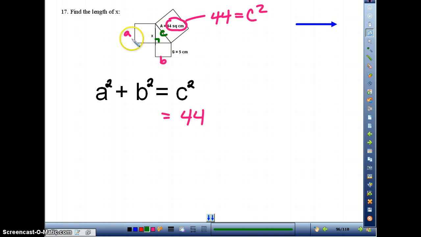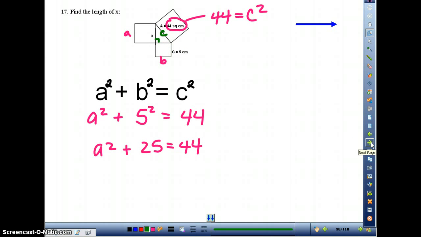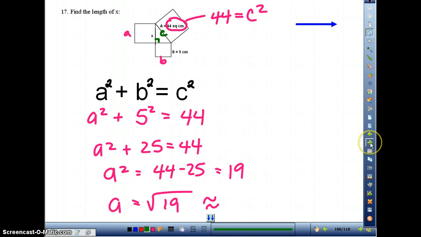I need to know the area of A squared and the area of B squared. So A squared plus this side length of 5 squared gives us 44. So A squared plus 25 is 44. A squared then has to be 44 subtract 25, which is 19. How do you find A squared? Yeah, you take the square root of 19. Side length X is about 4.4 centimeters. You have got to understand these models. All right, here's the next problem.